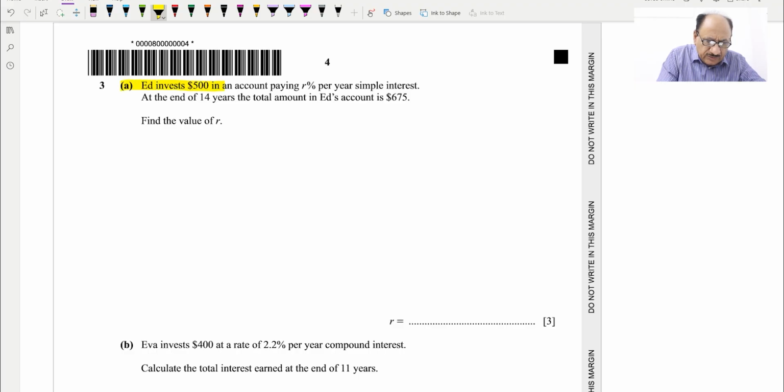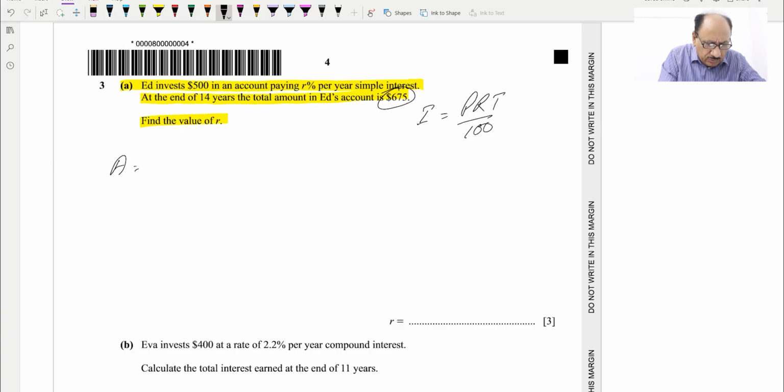Now the question number 3, question 3 says Ed invests $500 in an account paying R% per year simple interest. At the end of the 14 year, the total amount in Ed's account is $675. Find the value of R. So value of R is required. So interest, we know interest is equal to PRT over 100 in case of simple interest, and the amount they have provided at the end.